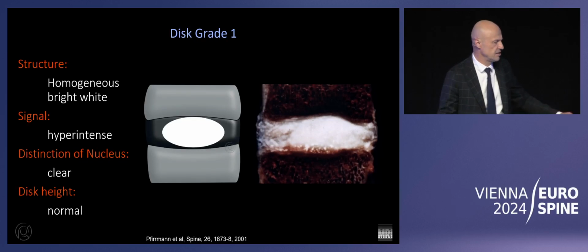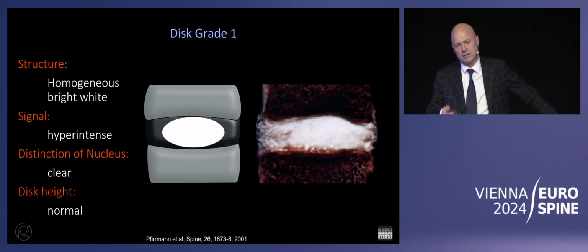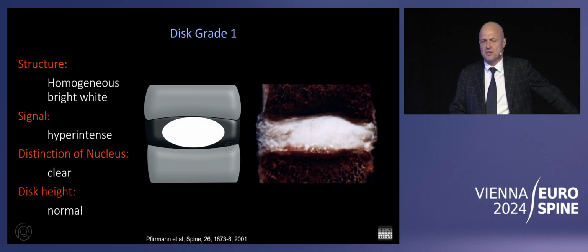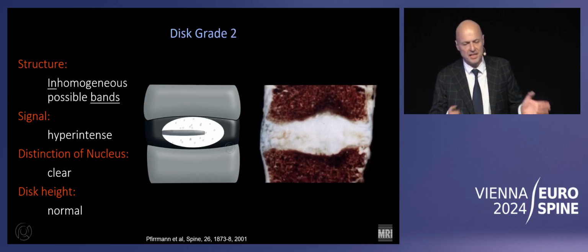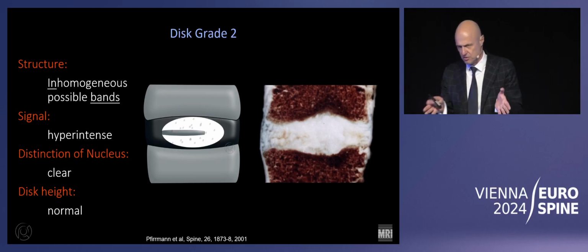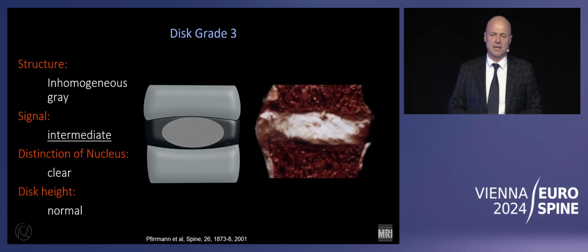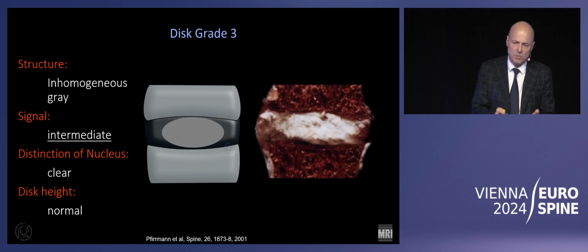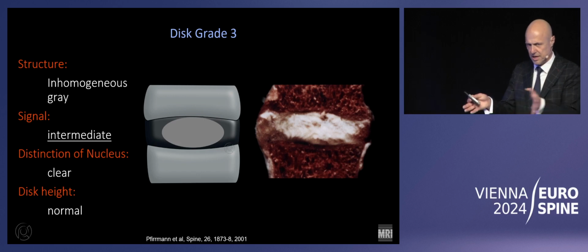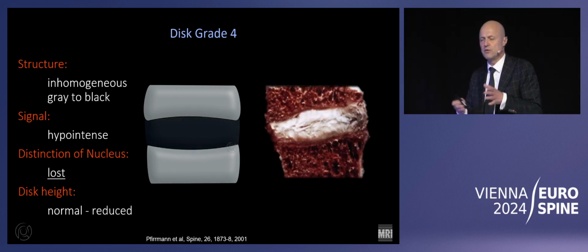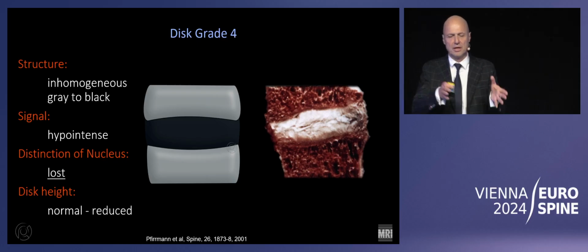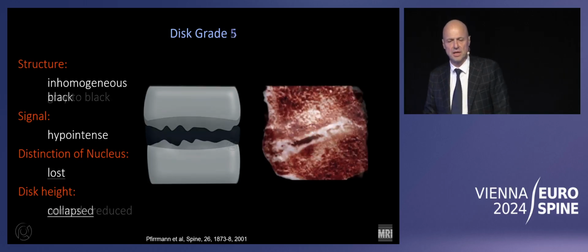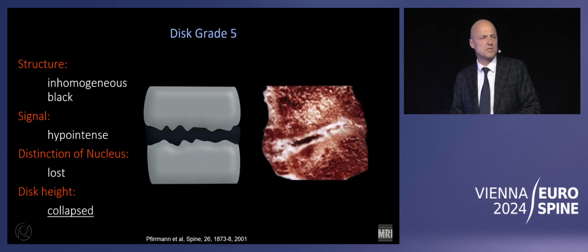Disc grade 1, that's the disc that we have in a child or an adolescent. The nucleus pulposus is homogeneous, bright, and white. In the normal adult, we have a disc grade 2. We get little inhomogeneities, possible horizontal bands, but still the structure is bright. Later on, we lose signal, the signal drops a little bit, but we still have a good distinction between the nucleus and the annulus fibrosus. In grade 4, we have a band where we have no possibility to discern the nucleus from the annulus fibrosus, and grade 5 is the collapse of the disc.